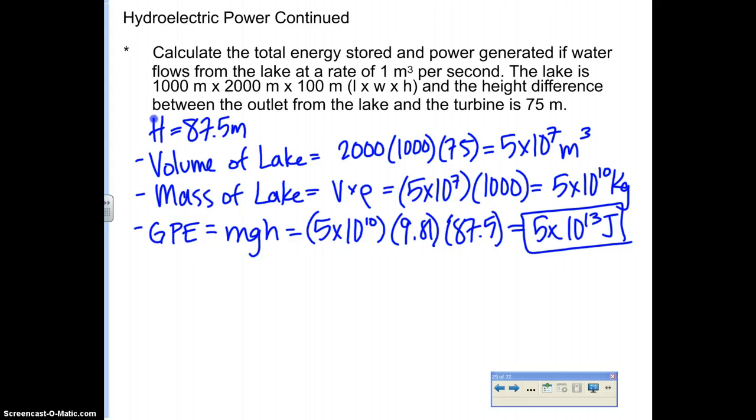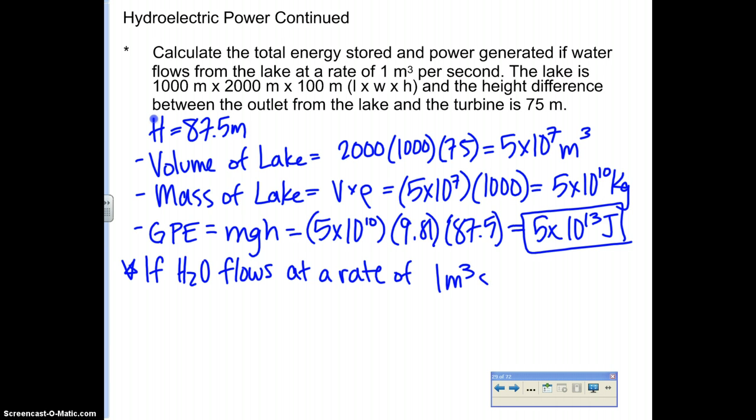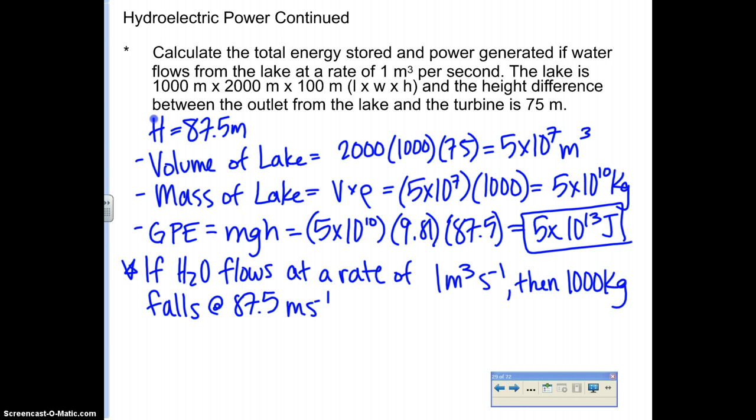So then the power, if water flows at a rate of 1 cubic meter per second, then 1,000 kilograms would fall at 87.5 meters.